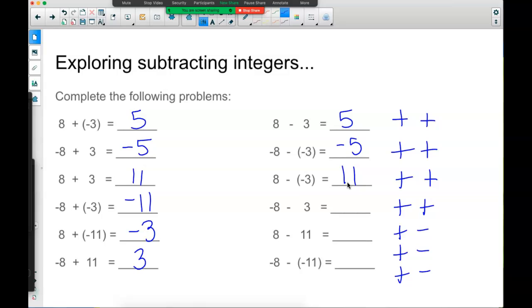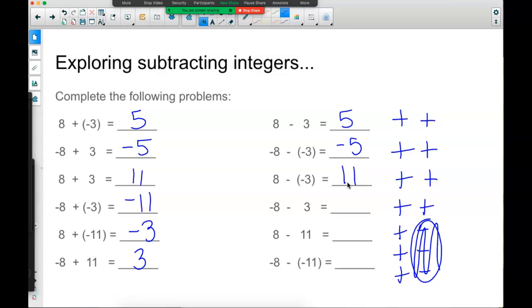Does this here still represent positive 8? Mm-hmm. Remember yesterday when we said, doesn't matter how many zeros I put with it, this is still 8. Now, can I take away 3 negatives? Yeah, I can take away these 3 negatives. They're gone. And my answer is 11.